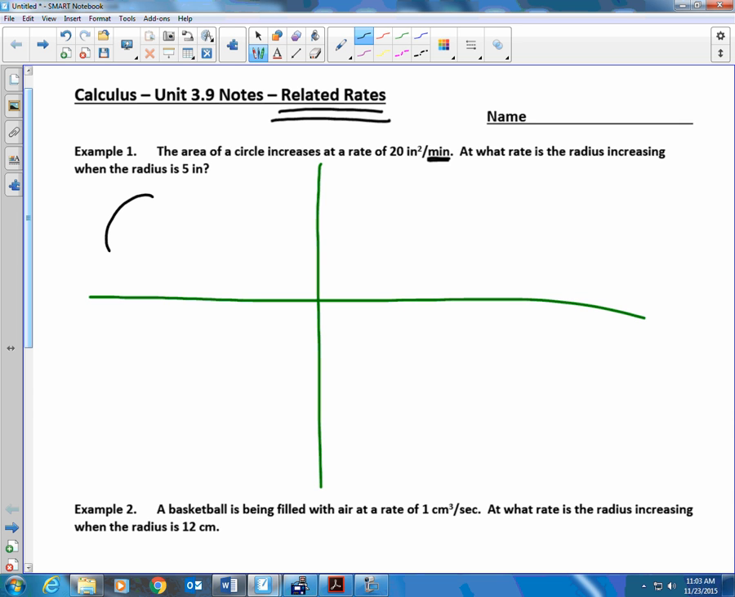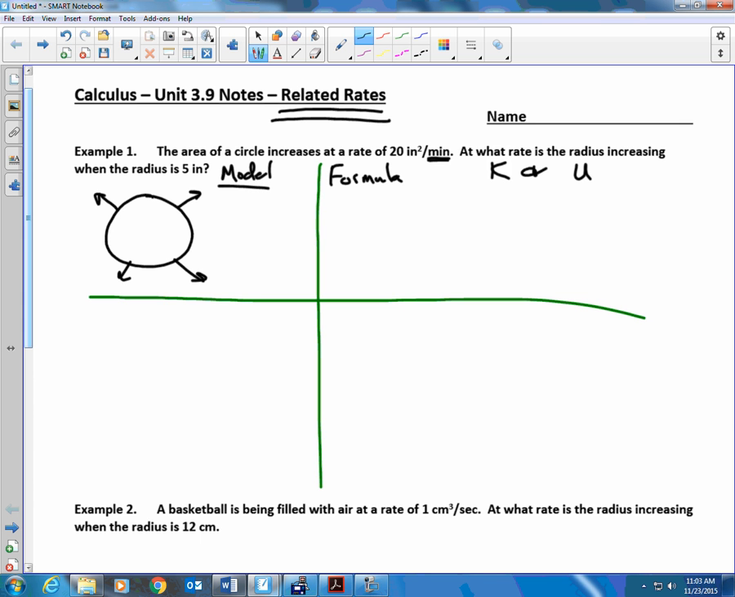So I'm going to draw just a picture in the first one. We have a circle that's increasing. The area is increasing. So I usually model the problem in the first box. The second box, I write a formula. I also write knowns and unknowns.